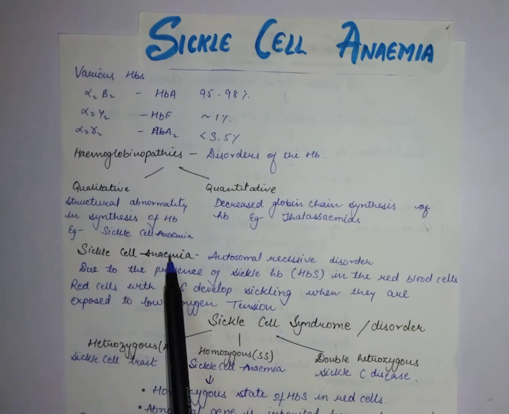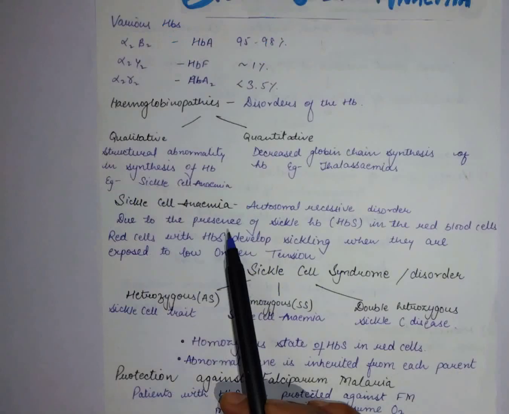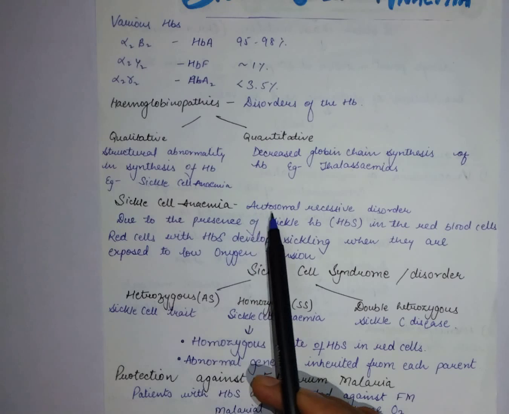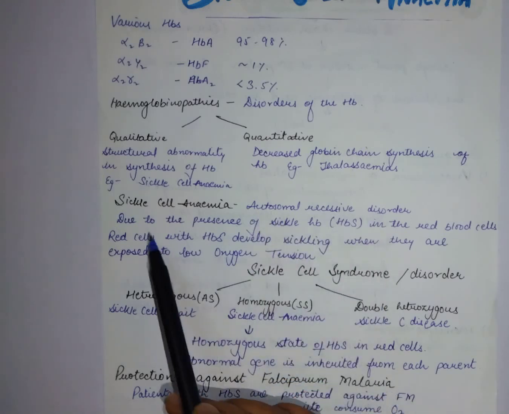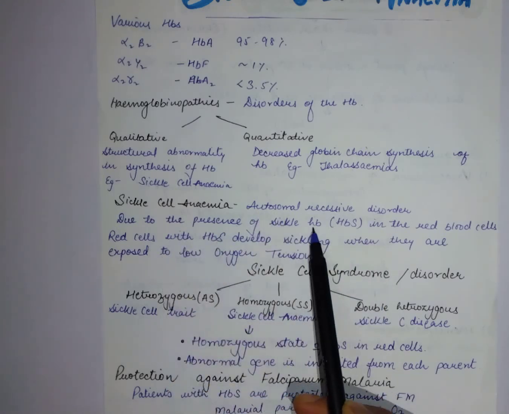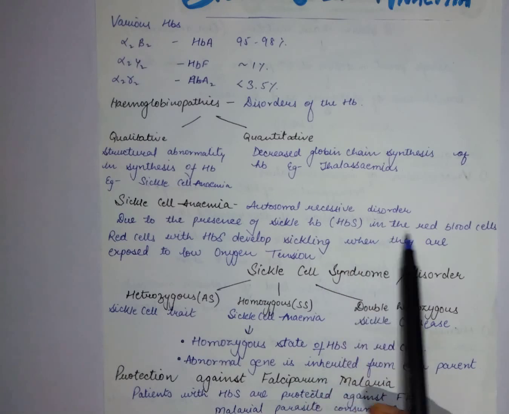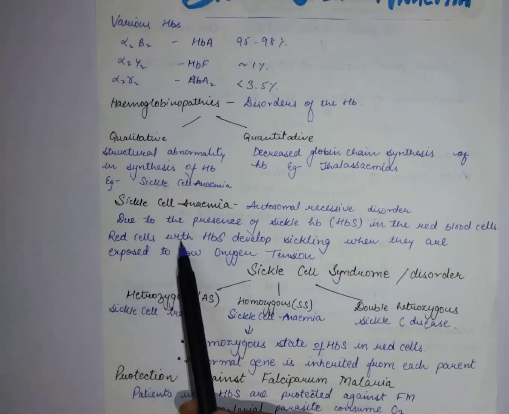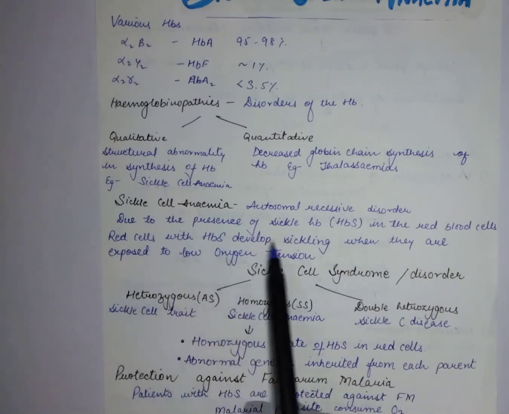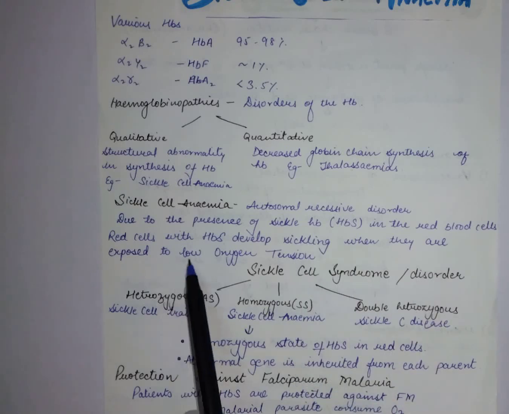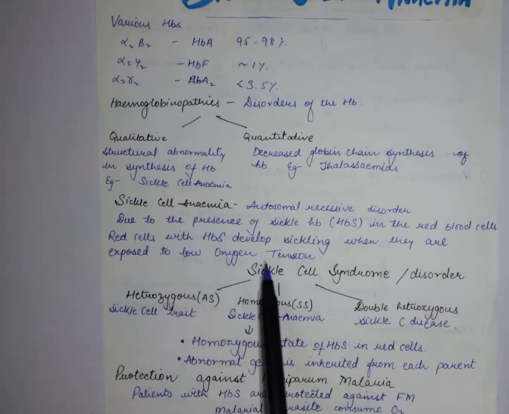Now, what is sickle cell anemia? It is an autosomal recessive disorder due to the presence of sickle hemoglobin, that is HbS, in red blood cells. Red cells with hemoglobin S develop sickling when they are exposed to low oxygen tension.